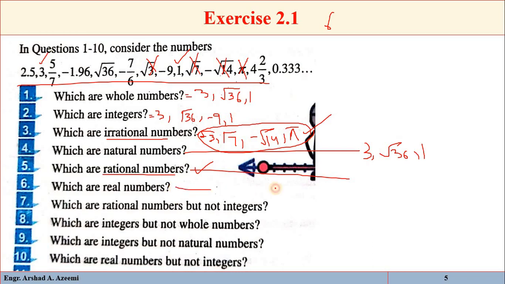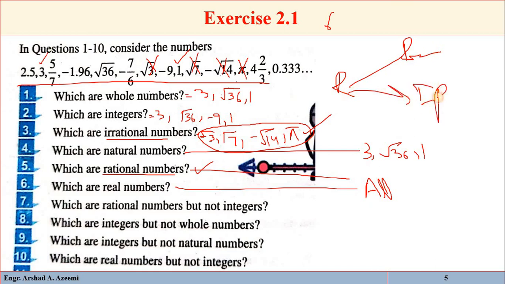Which are real numbers? We can say that all numbers are real, as we have also discussed in the previous slide, that a real number will be either rational or irrational. So all numbers are either rational or irrational.